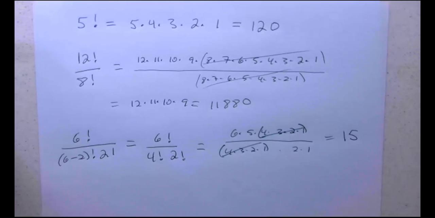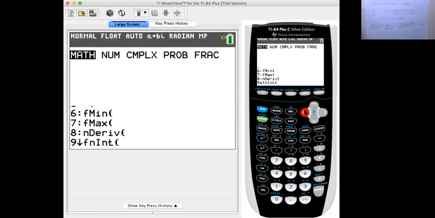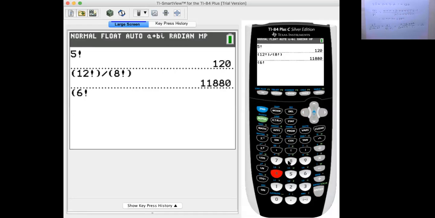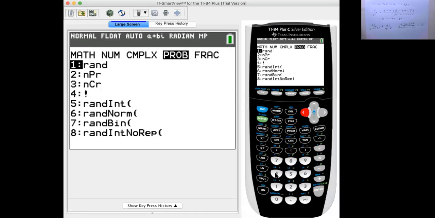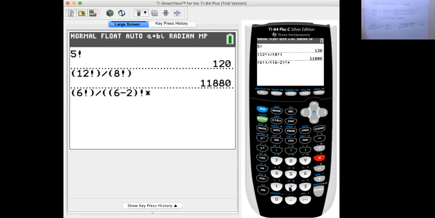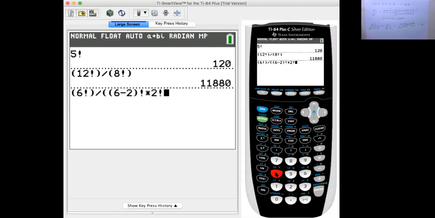So we can check this on the grapher. Upstairs in parentheses, 6 factorial, math, PROB, factorial, number 4. 6 factorial divided by, careful with the order of operations, I'm going to want to have 6 minus 2 factorial here, 6 minus 2, math, PRB, number 4. 6 minus 2 factorial times 2 factorial, times not necessary, but for emphasis, I'll put it in there. And what do we get? Hopefully we'll get 15, and we do.